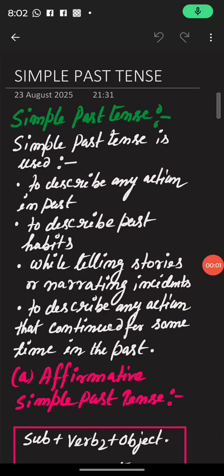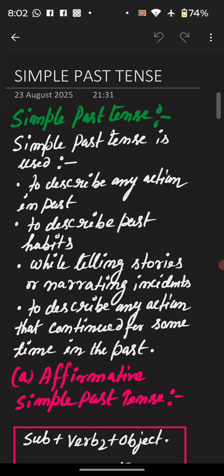Now, today we are going to start another tense, that is simple past tense. This is the first and very basic form of the past tense. What is simple past tense and when is it used? Simple past tense is the simplest form of the past tense to describe any action in the past.